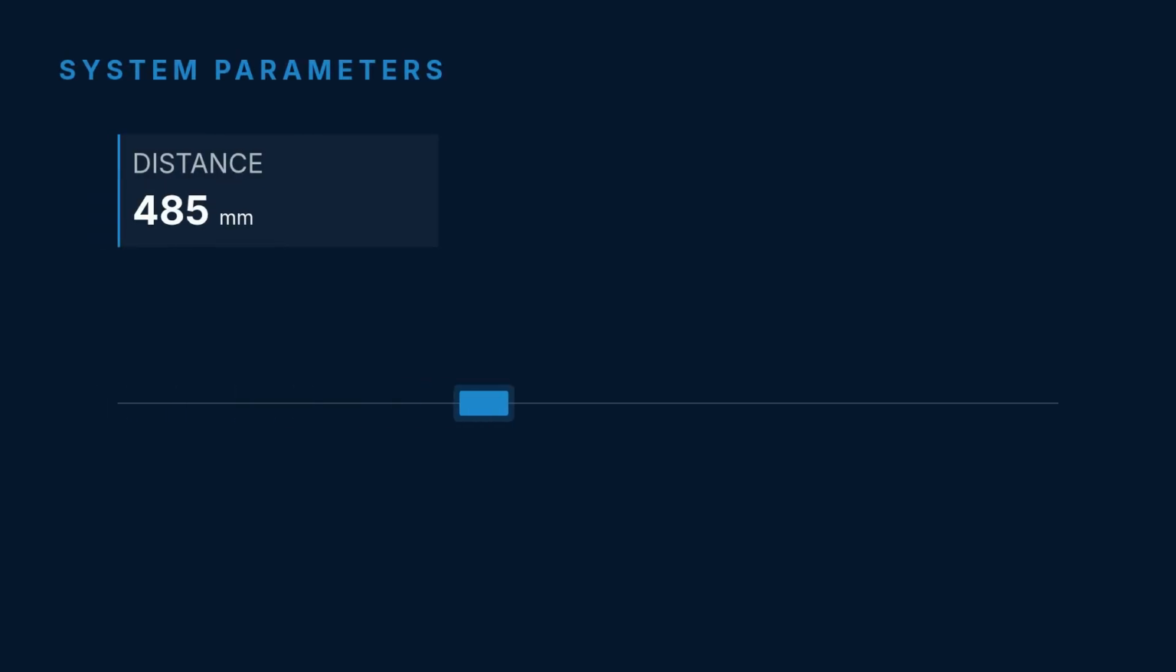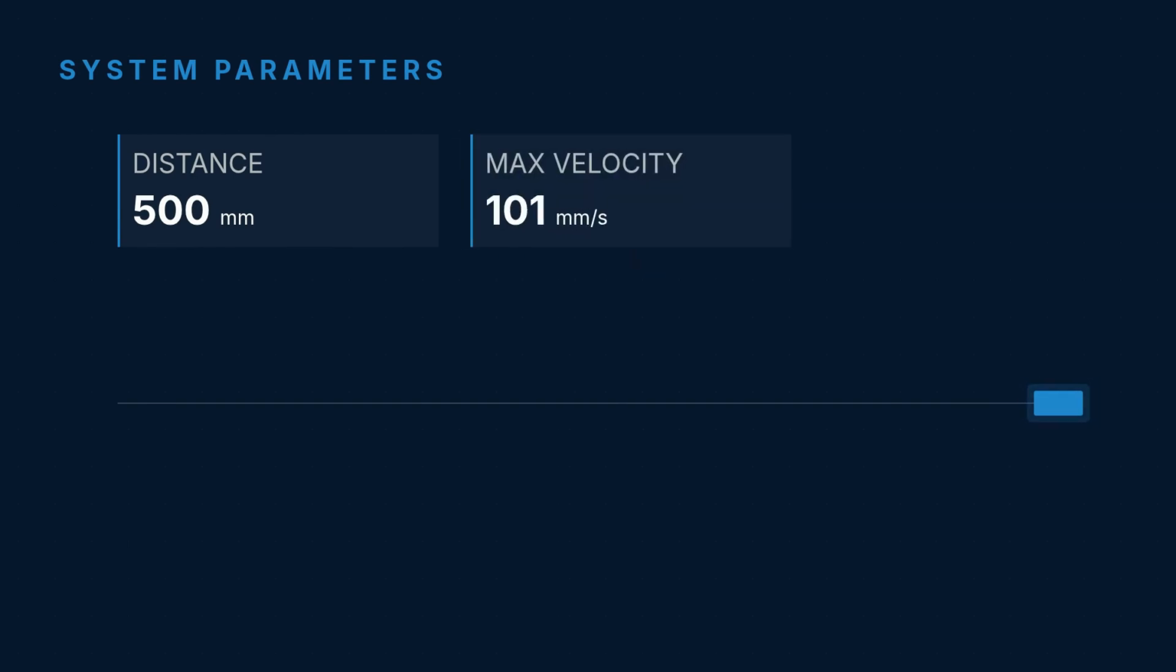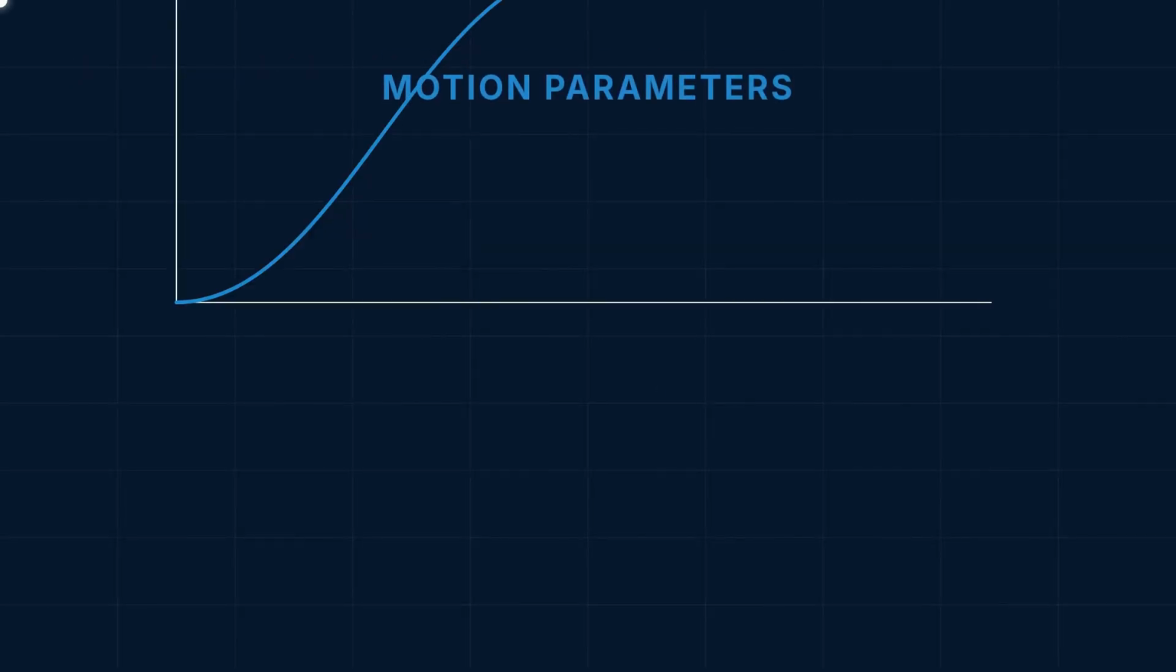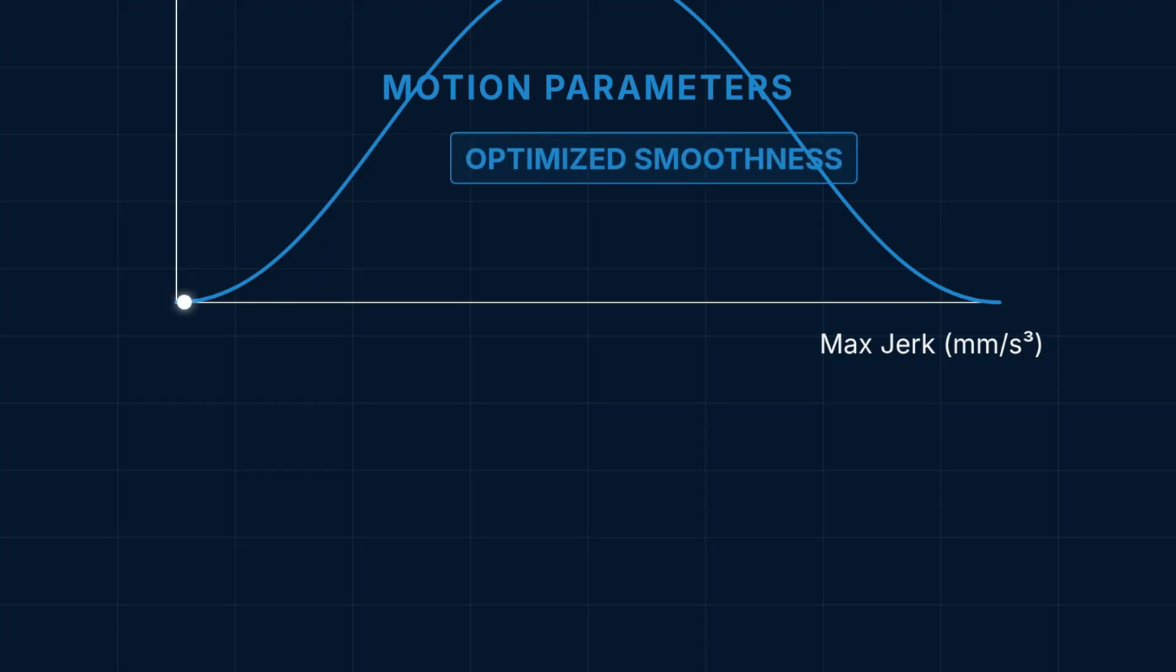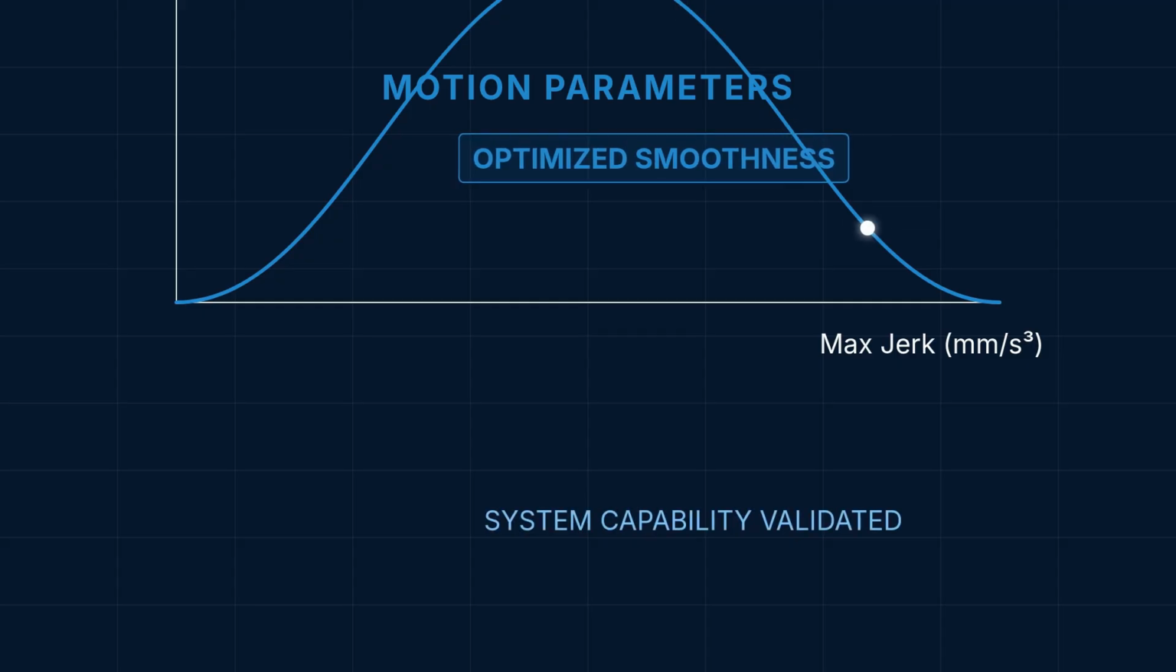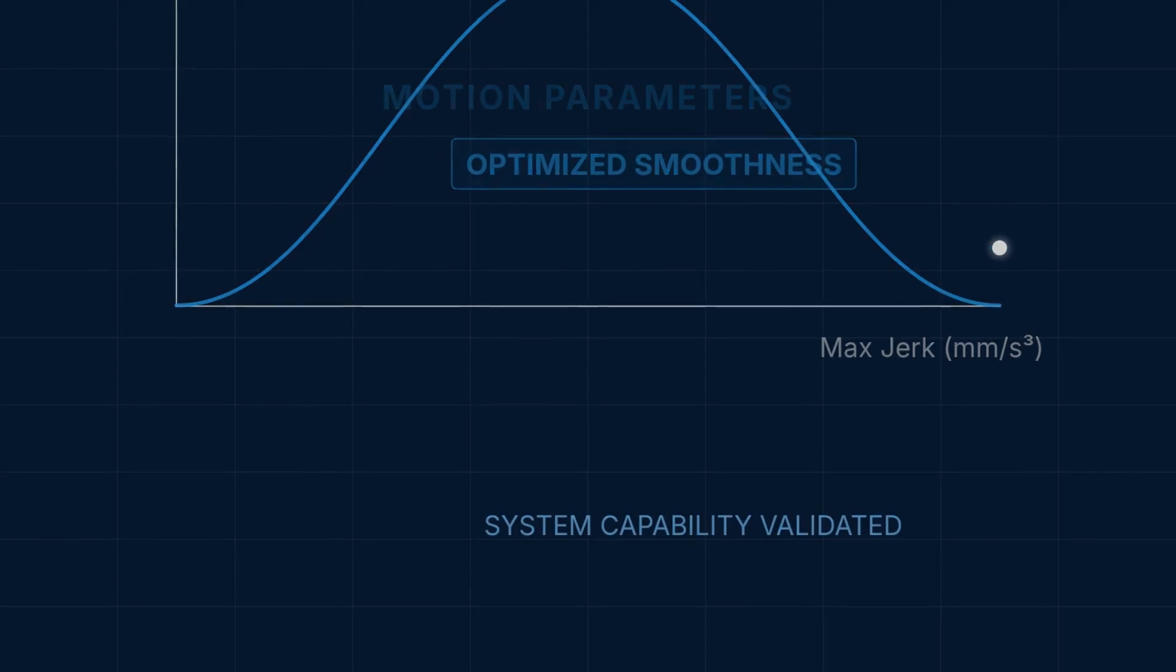First, distance in millimeters. This is your total travel distance. Second, maximum velocity in millimeters per second, the peak speed your system can achieve. Third, maximum acceleration in millimeters per second squared, how quickly your system can change velocity. Fourth, maximum jerk in millimeters per second cubed, the rate of change of acceleration, which directly impacts smoothness. Each parameter must be positive and within your hardware's capabilities.